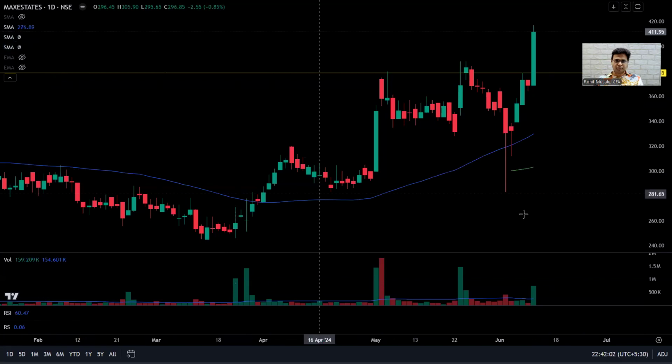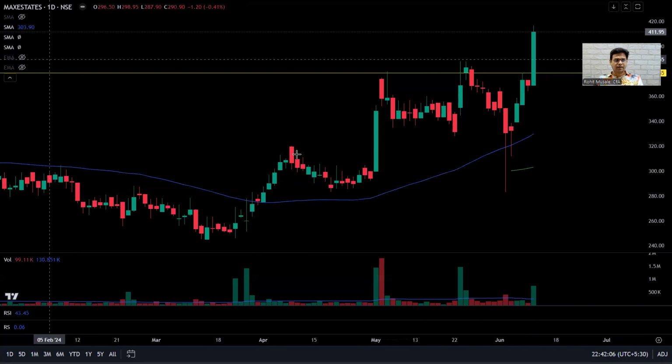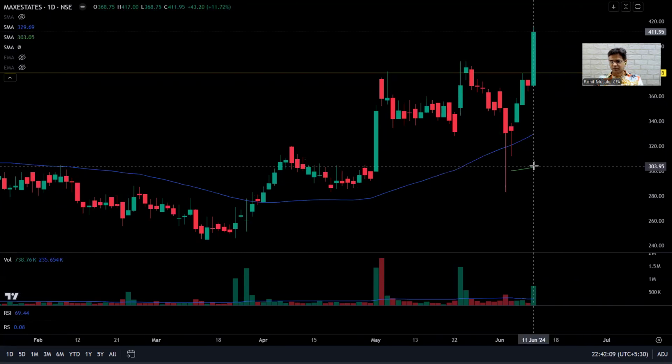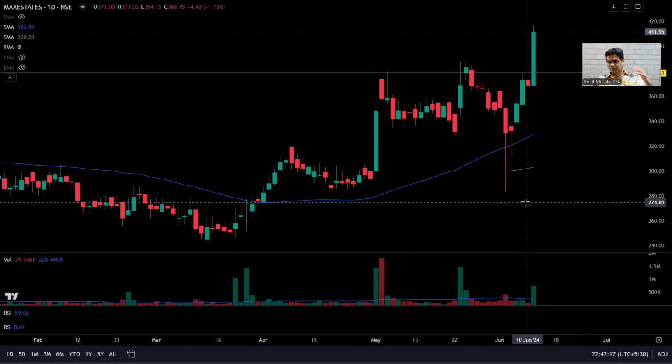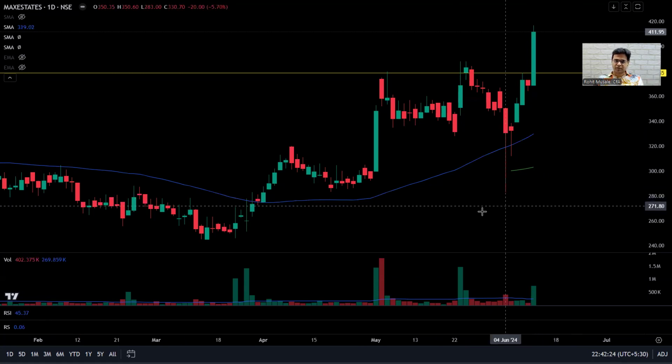I put the moving averages. This doesn't have the red line. This only has the 50-day and the 150-day moving average. The 50-day moving average is above the 150-day moving average. The price is above both the moving averages, and both the moving averages are sloping up. That's a very good sign. That's a nice uptrending stock.